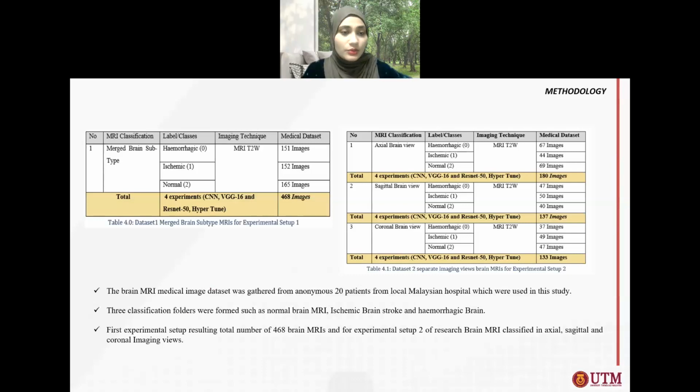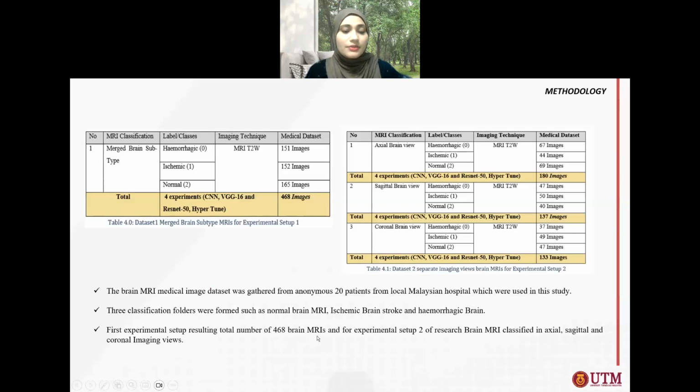For experiment 1, we are going to use all the data set that we have, mixed up with hemorrhagic, ischemic, and normal. For data set 2, we have done a special task where we separate the data set according to the brain imaging view. For example, we have separated into axial, sagittal, and coronal brain views to make our machine learn more and to see whether the result is going to be the same or not.